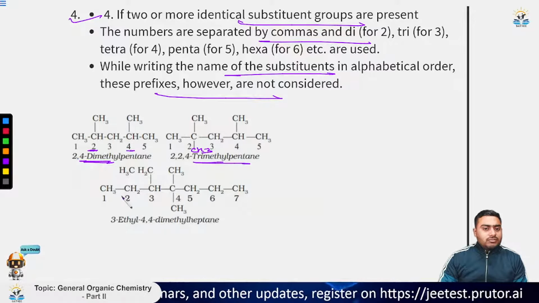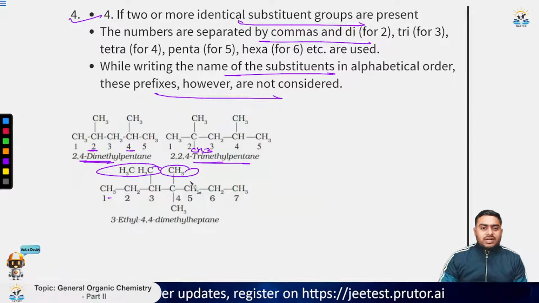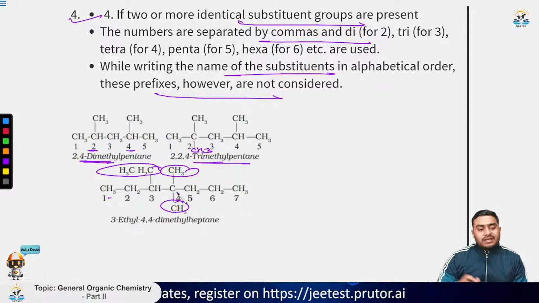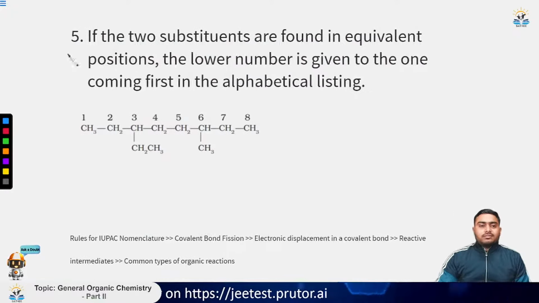Similarly, you can see 1 2 3 4 5 6. This is ethyl, this is methyl, this is methyl. So first of all you have to write ethyl. So 3-ethyl-4,4-dimethylheptane.